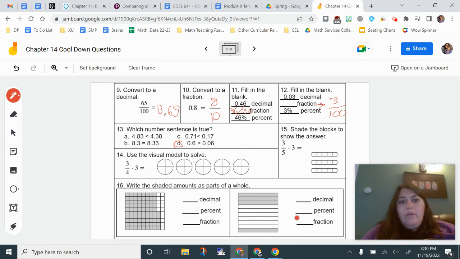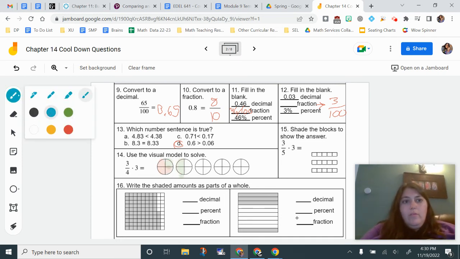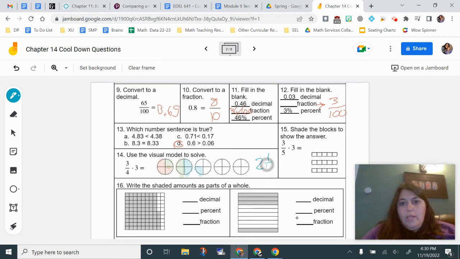Number 14, using our visual model to solve. I'm going to start to color this in. So I've got 3/4 times 3. So here's 3/4. And then I'm going to do another 3/4. And then I'm going to do another 3/4, times 3. So that should get me a total of 2 1/4. That's a review from last chapter, just making sure that we have that for our quiz.